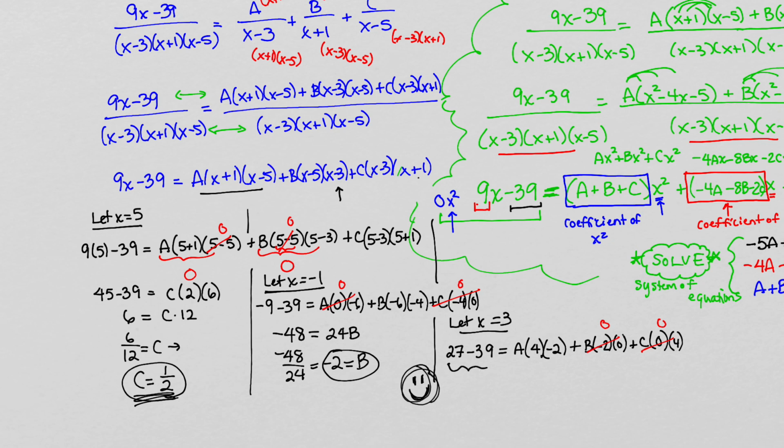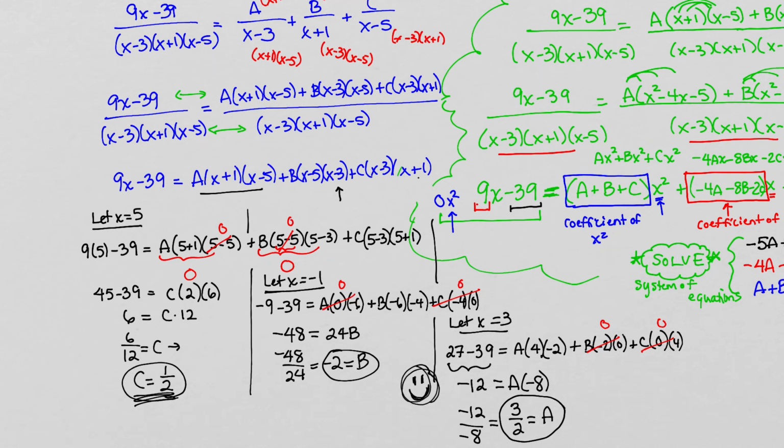Anyways, let's try this one more time. 27 minus 39. That is not negative 6, right? Nope. Instead, what is that? Negative 12. Yeah, negative 12. Okay, that's a little better. Equals A times negative 8. And negative 12 divided by negative 8, that's just going to be 3/2. And so my A value is 3/2.